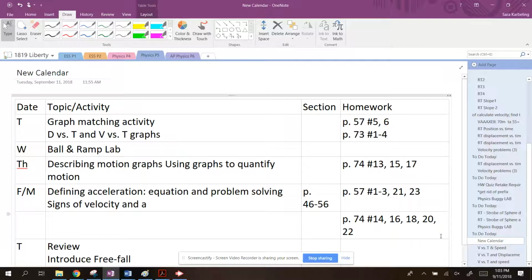This is your homework. So you may want to just write this down now so you don't have to go onto Canvas later. Be like, oh man, I know that she said we have homework, but I can't remember what it is. It's right here. It's page 57, questions 5 and 6, and then 73, 1 through 4. So this is from the middle of the book, middle of the chapter, and this is the end of the chapter questions. Okay?